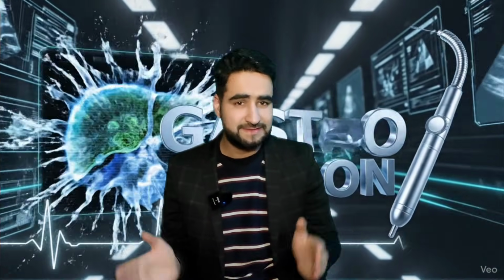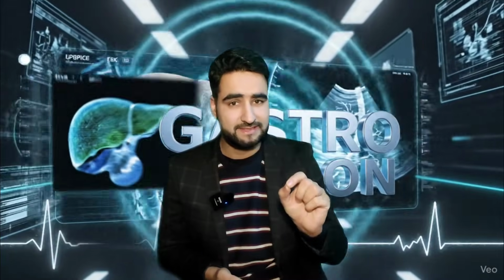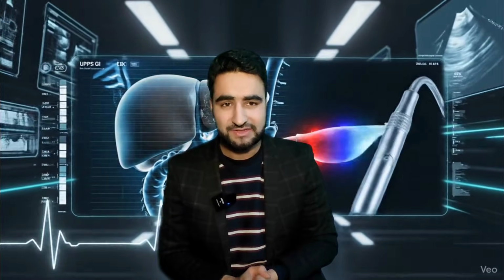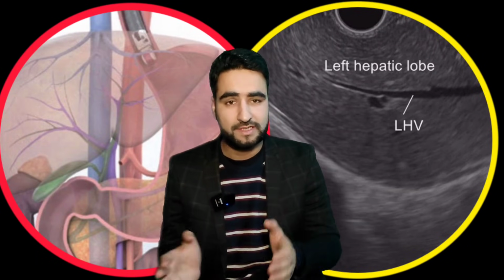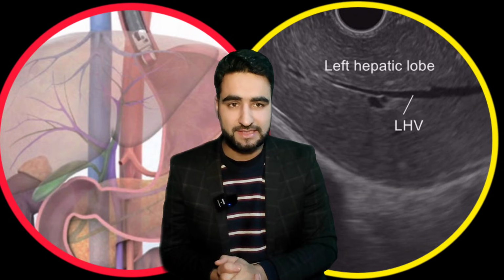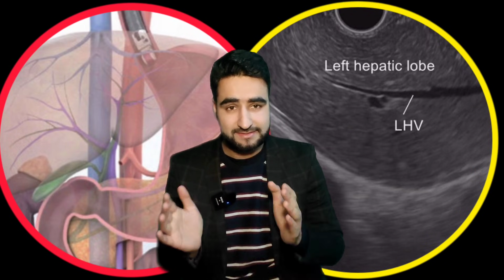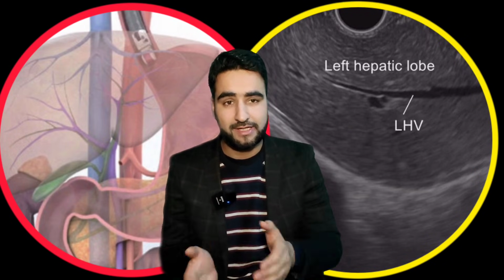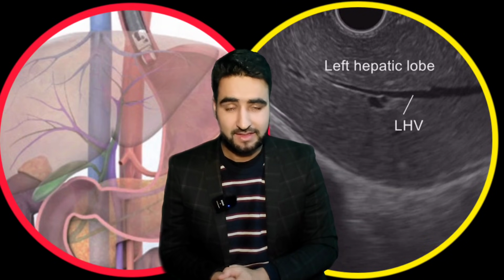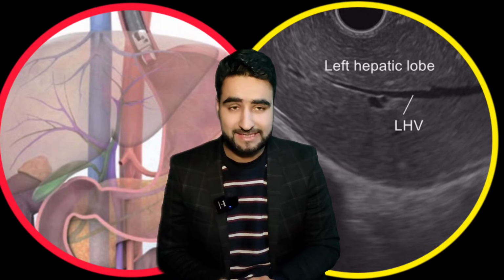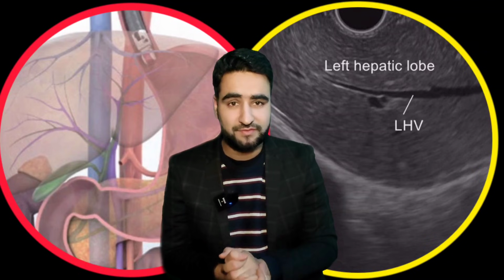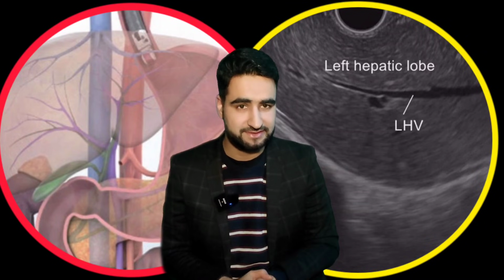When you first insert the scope with your patient in the left lateral position, as you pass through the diaphragm, you will image the lateral segment of the left hepatic lobe. The transducer position is pointing anteriorly. What you will see, the left hepatic vein appears as a beautiful tubular anechoic structure.